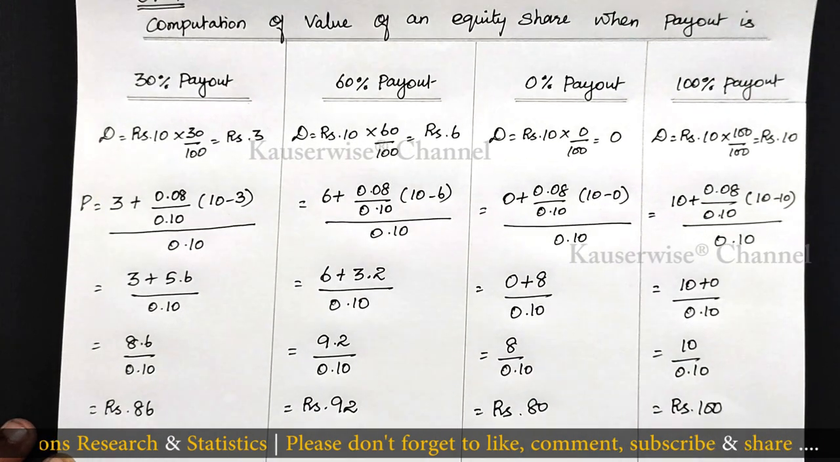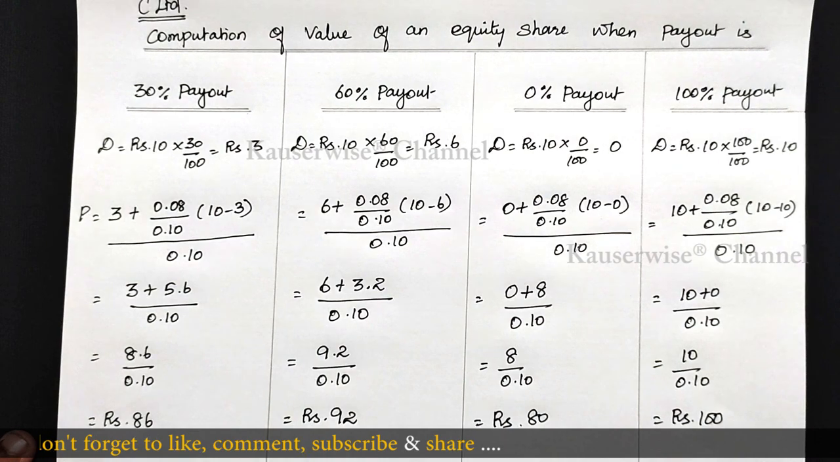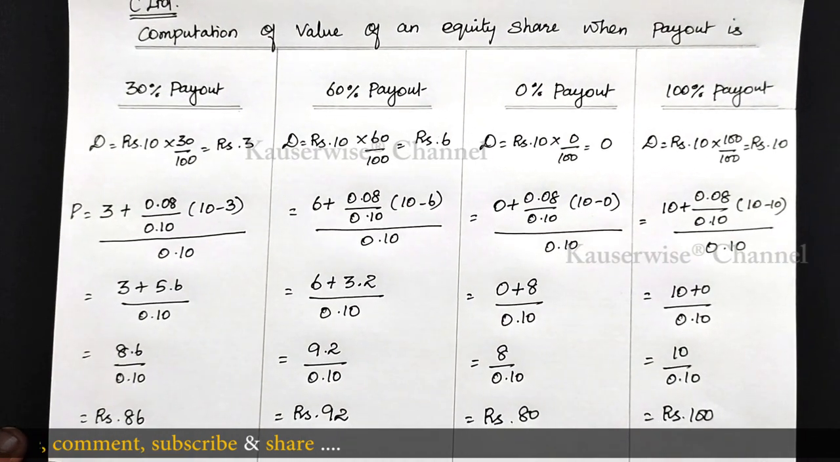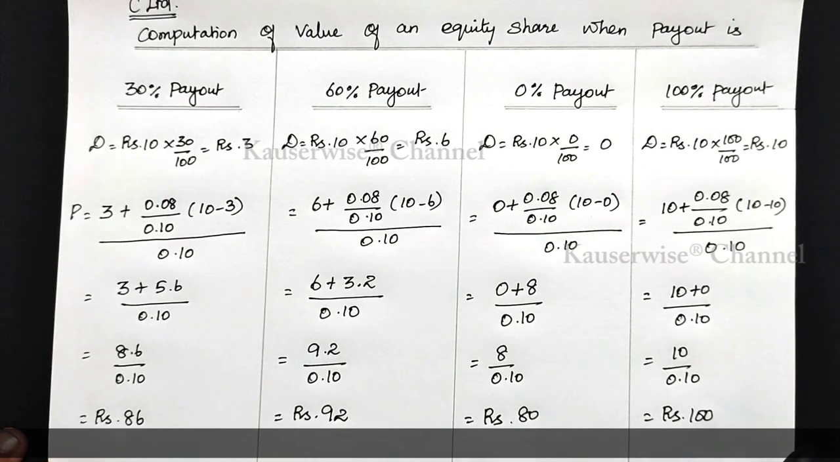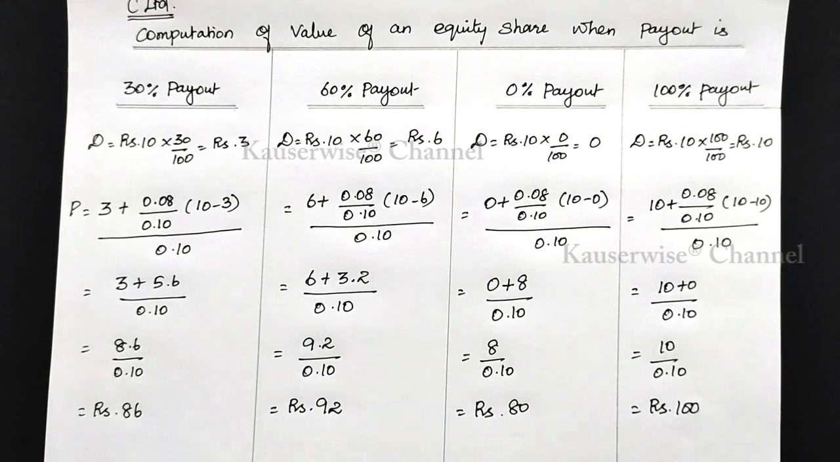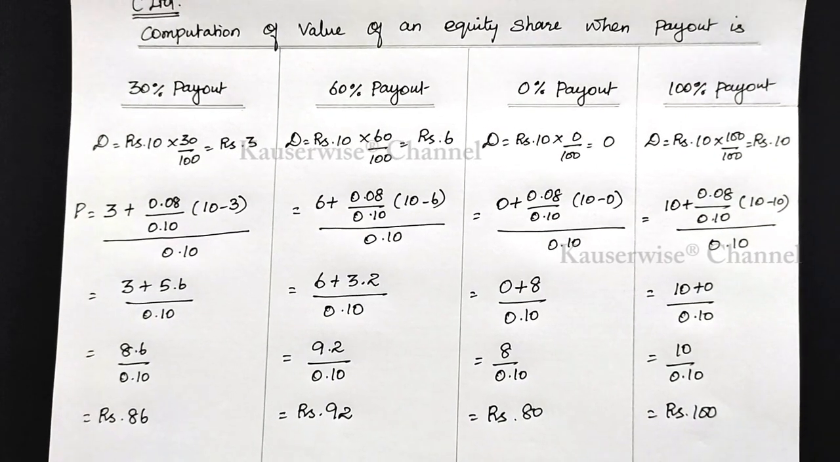So, this is the way to find out the market value per share for 3 different firms. The first one is growth firm, the second one is normal firm and the third one is declining firm. This is the way to calculate market value per share by using Walter's model.